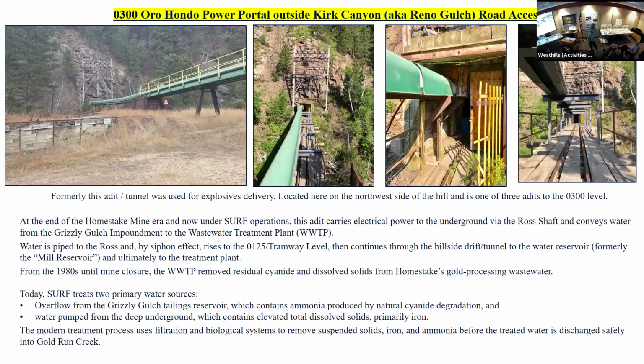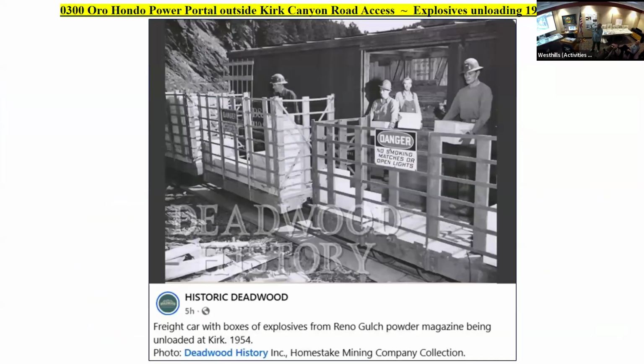And in early years, you can see that wooden wall off to the side. The railroad would bring explosives up and be unloaded, and that's where Homestake would take their explosives in these powder cars over to the Ross through that tunnel, and each of those cars would go to a different location underground for blasting the rock.